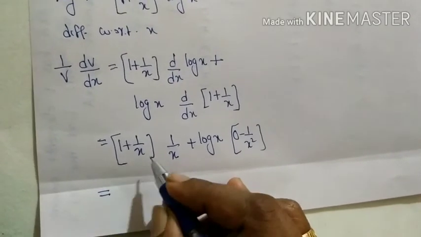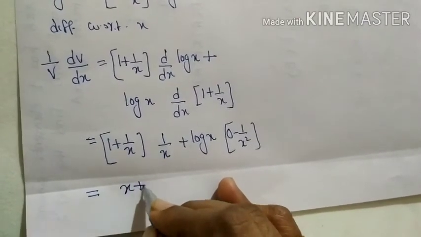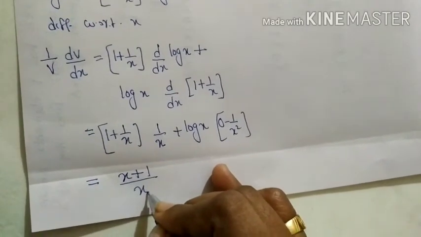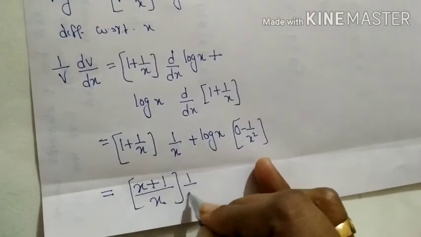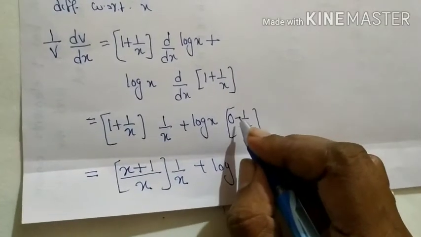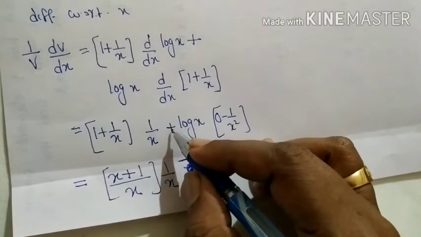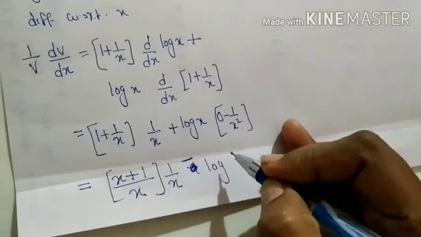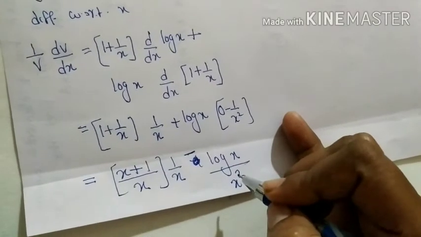And cross multiplying, we get this term. Cross multiplying, we get x plus 1 divided by x into 1 by x plus log x, and this minus goes to this term. So plus into minus gives minus, so I write minus here: log x whole divided by x square.